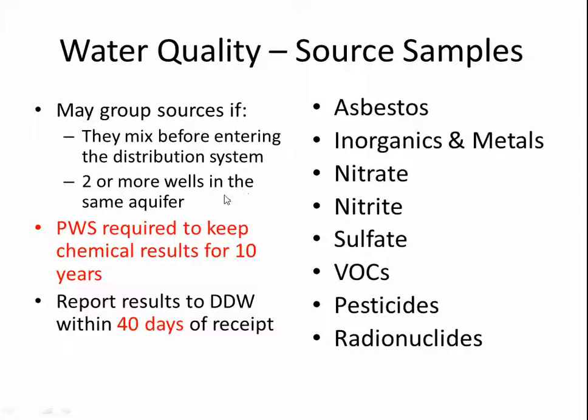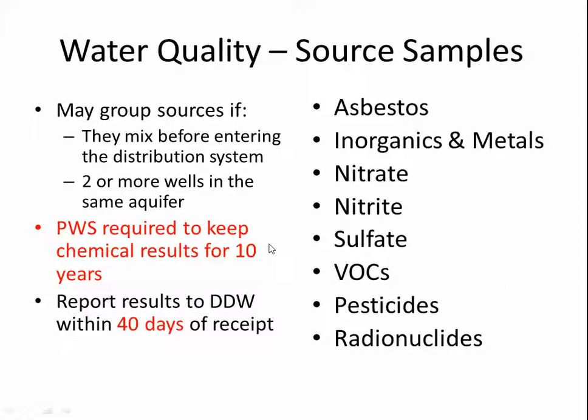The other scenario is that if you have 2 or more wells in the same aquifer, you apply for what we call common aquifer grouping for those sources, and then you just rotate these samples amongst those sources. So if you have a well field with like 5 wells that are all screened at the same depth and with their source protection plan, you can show that they're in the same aquifer, then we only require these samples once, rotated throughout each of those 5 sources. So that's what this grouping refers to.